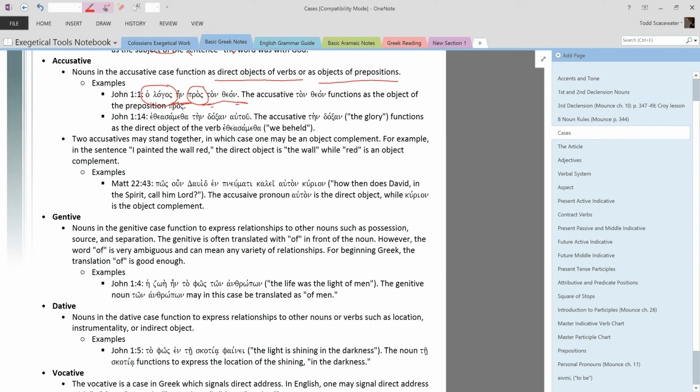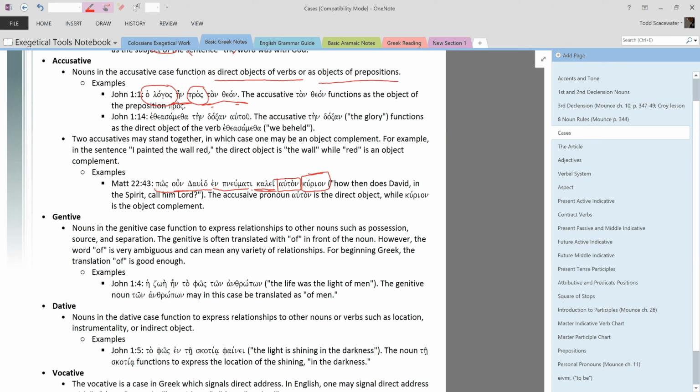An example is in Matthew 22:43, where you have, how therefore can David in the Spirit, or by the Spirit, how is it that David, by the Spirit, is calling him auton? Auton means him, and it's in the accusative case. And then kurion means Lord, and that's in the accusative case. So here we have what you might at first glance think are two direct objects, but in fact, this is the same kind of construction we have in English. It's called an object complement construction.